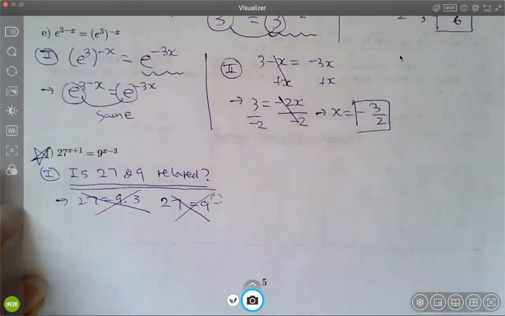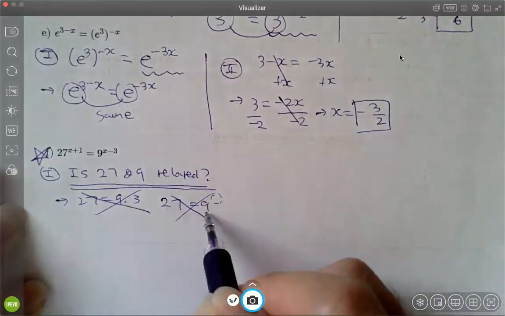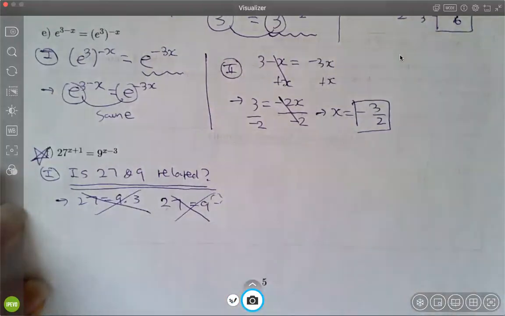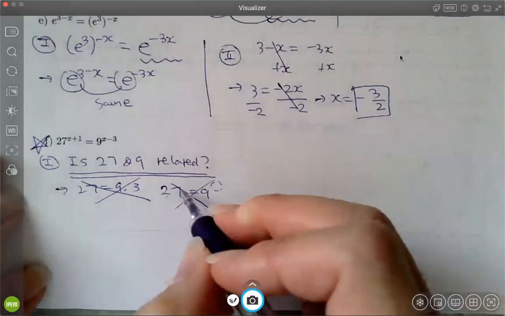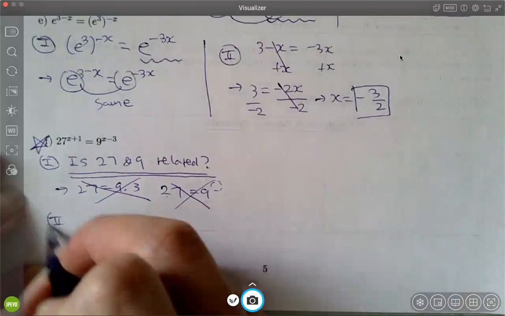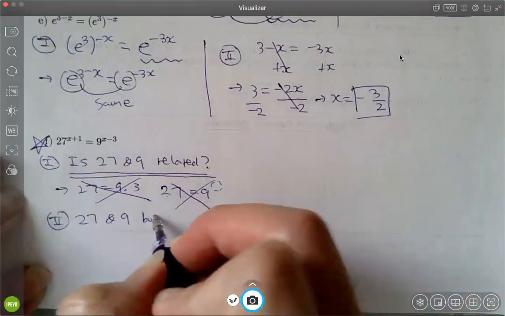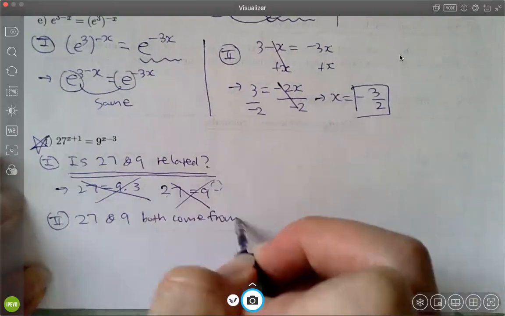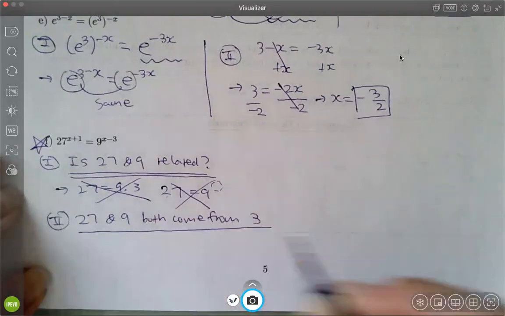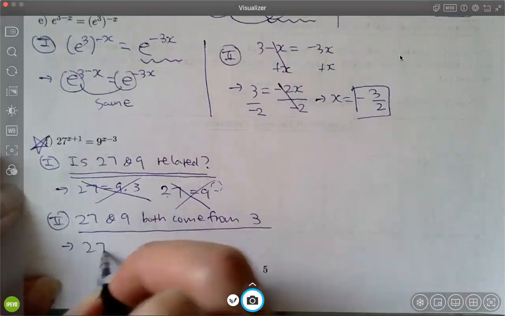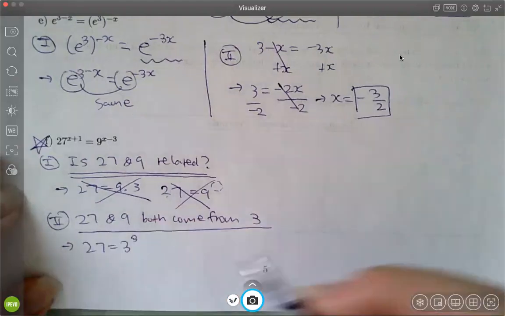So are we in trouble? So you have to ask a deeper question, which is what? 27 cannot be written as 9 to some power, but do they come from some common number? 3. 3, yes, right? So 27 is not 9 to some power, but 27 and 9 both come from 3. So what does that mean? 27 is 3 cubed and 9 is 3 squared.